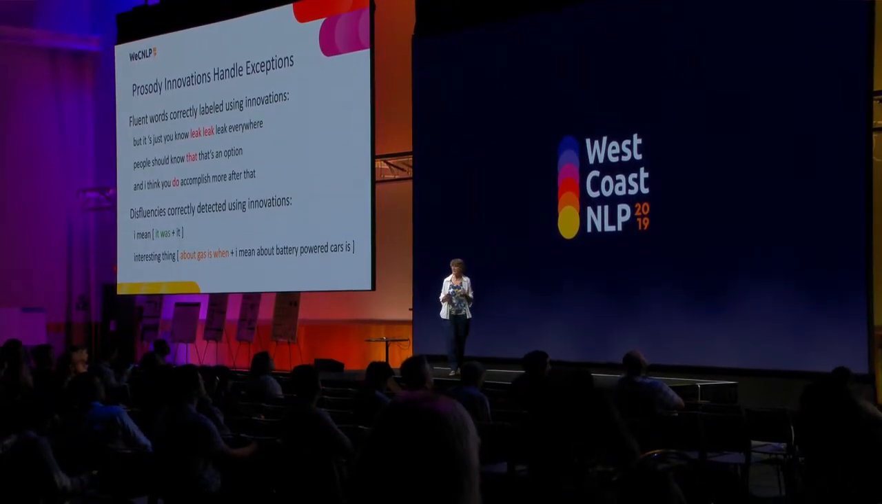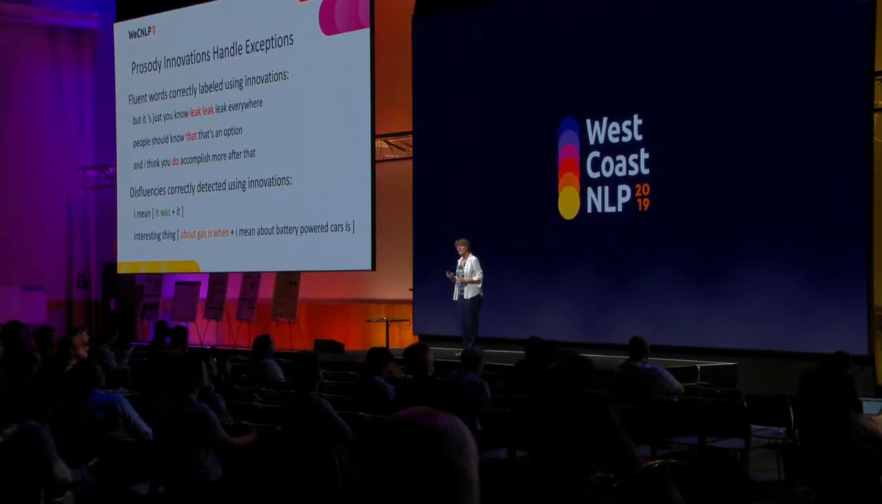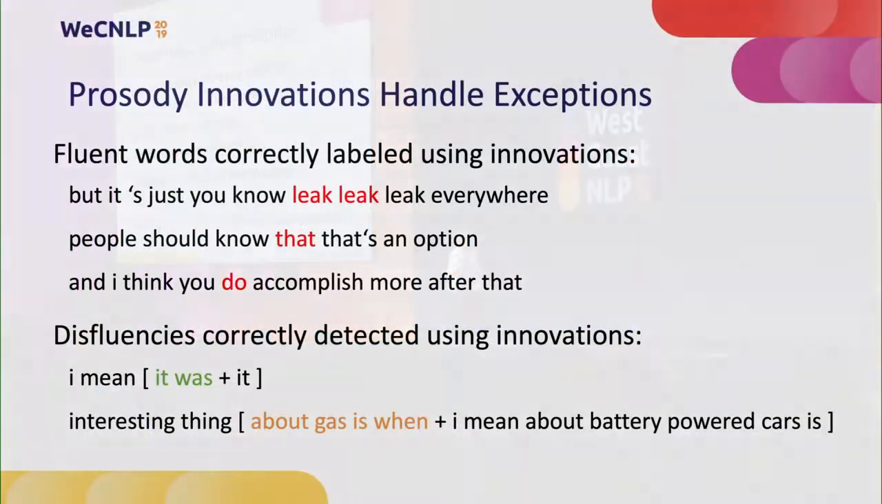So for example, what a disfluency detection system learns is that if I repeat a word, it's a disfluency. But that's not always true. For example, this is a Switchboard example: leak, leak, leak everywhere. That is not a disfluency. That is emphasizing the fact that I've got this stupid plumbing problem. Or one might say that as a disfluency very frequently, but it's also the case that you can say that in a fluent way. So people should know that that's an option, right? So the difference is when you say that versus that.